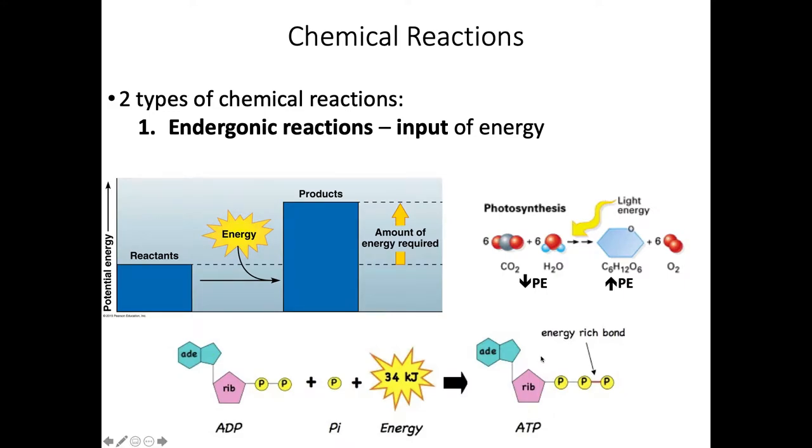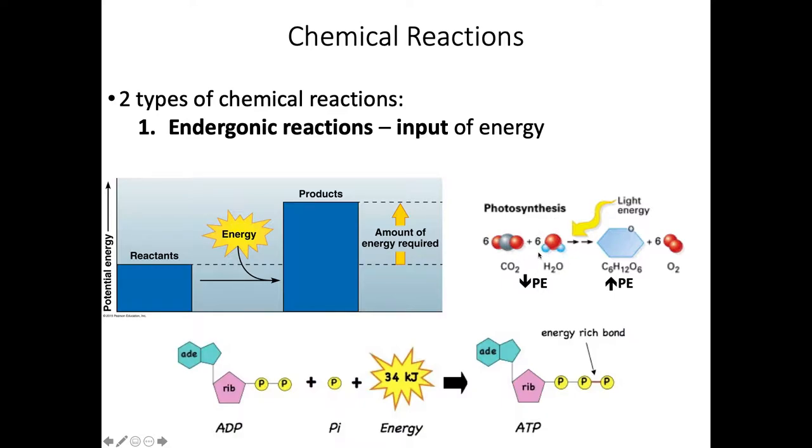There's two types of chemical reactions. The first one we have is called endergonic reactions. And these endergonic reactions require the input of energy. It requires that chemical reaction needs some type of energy to go into it to make the products. So for example, a really good example of an endergonic reaction is photosynthesis.